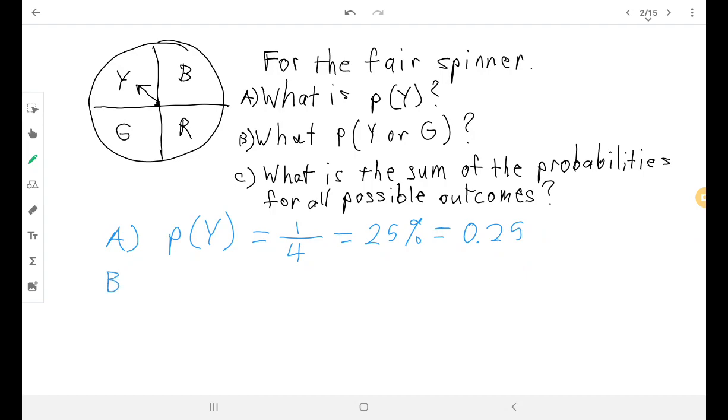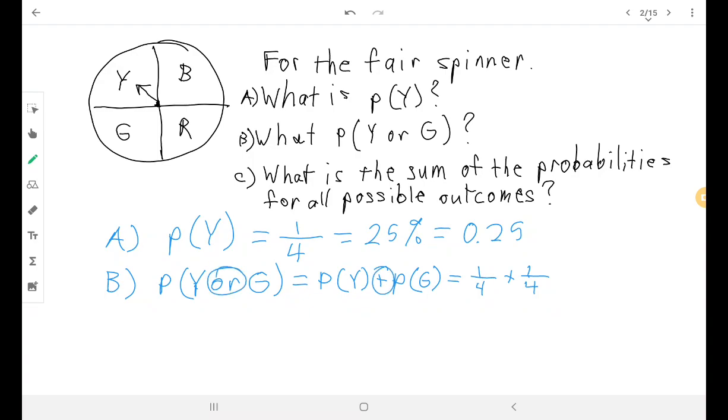Okay, so then what about B? B asks for the probability of a yellow or a green outcome. So the way you do this is you take the probability of getting a yellow plus the probability of getting a green, which is of course 1/4 plus another 1/4, and that is a consequence of the "or" being what tells me to add. Typically in probability, if you say "or," you're going to be adding. Now, sometimes it's a much more complicated addition problem than this, but it kind of boils down to, if you say "or," then you're adding.